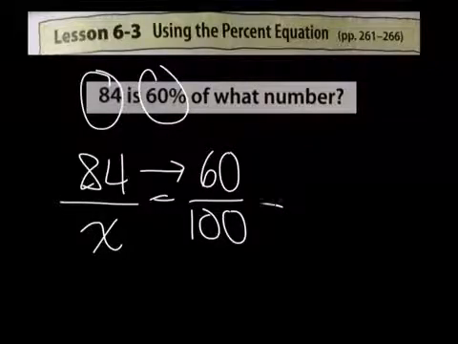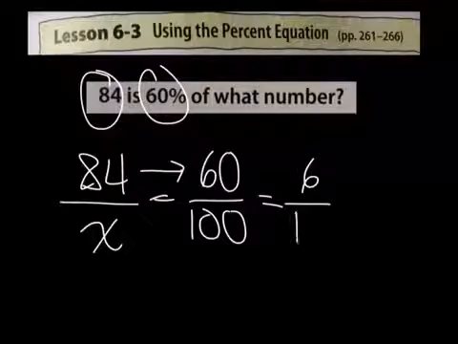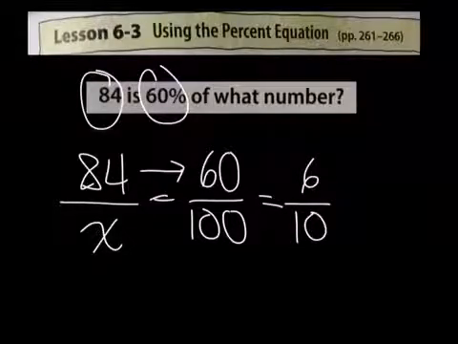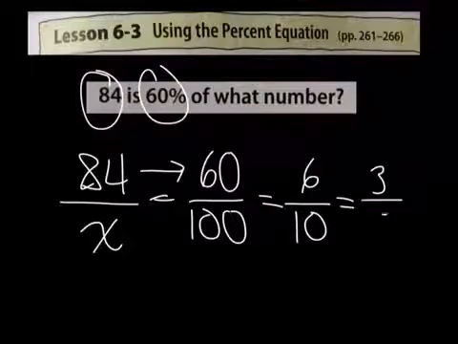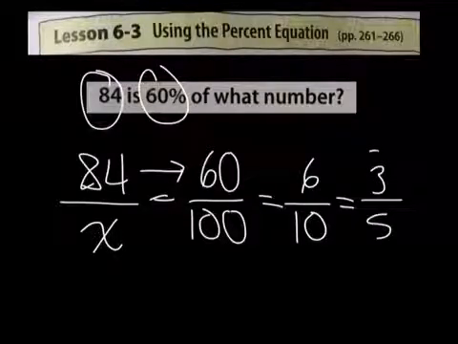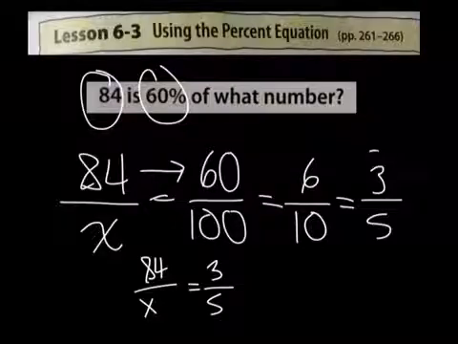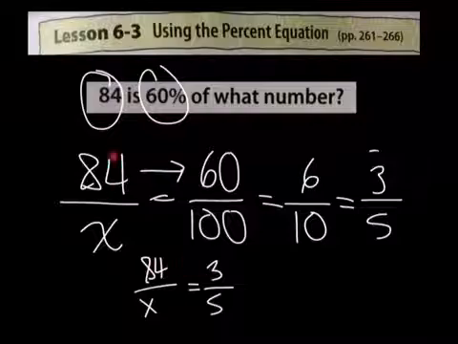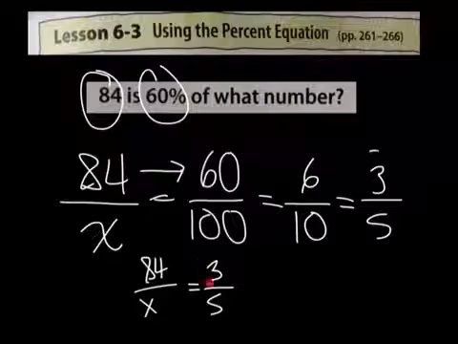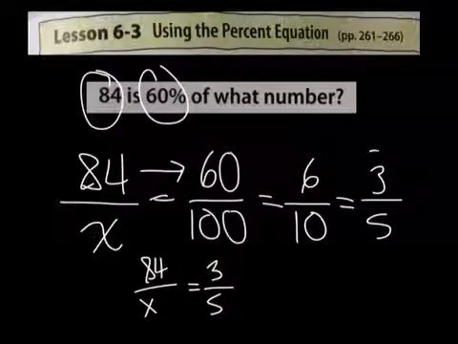If you really wanted to make it a little simpler for yourself, you can say we're looking for 6/10 or even 3/5. So then I would just line it up again as 84 over x is 3/5. Make sense? Because 60% is 3/5. And I know that my 3, because I said 84 is 60%, my 3 is my 84. What did I multiply the 3 by to get 84? I believe to get 84, I would have to multiply by 28, right?